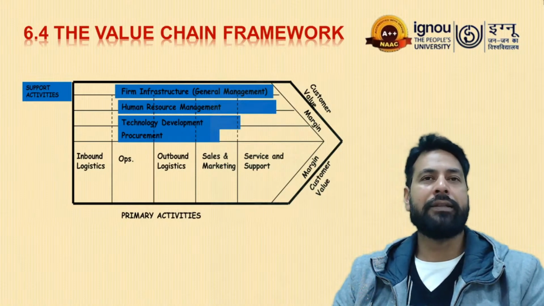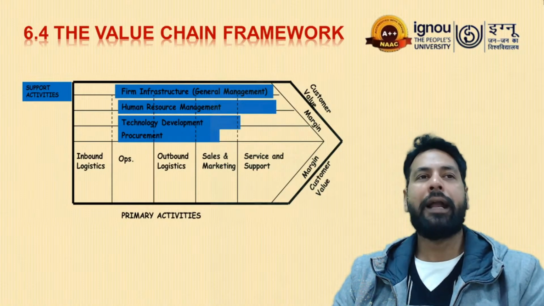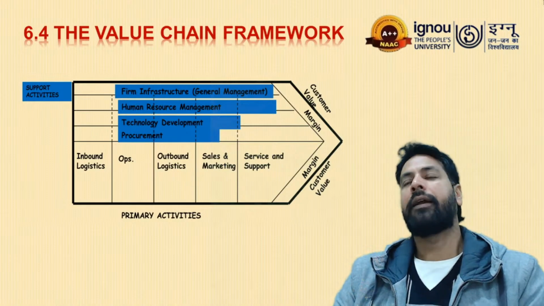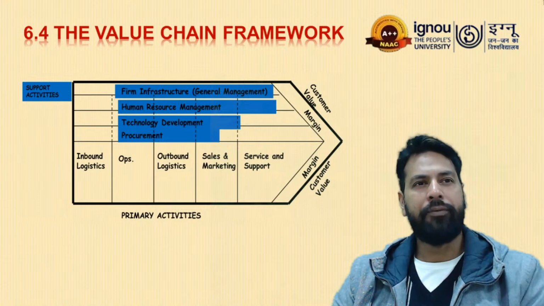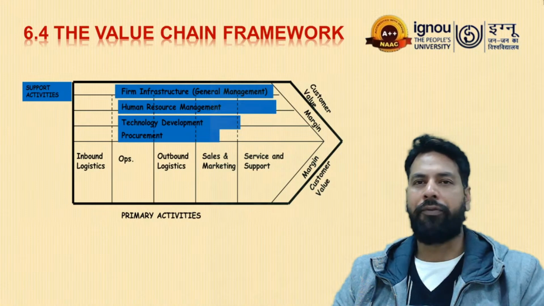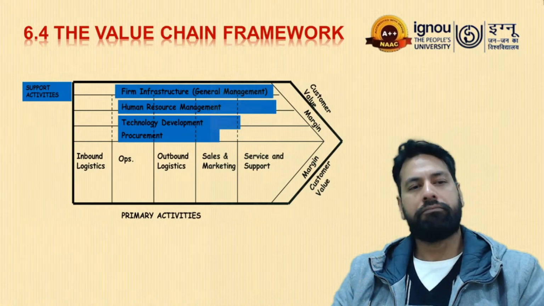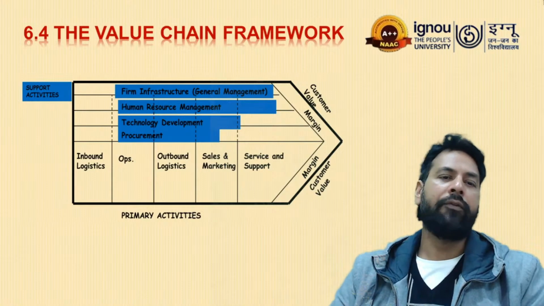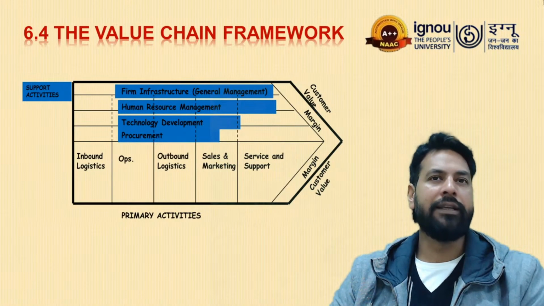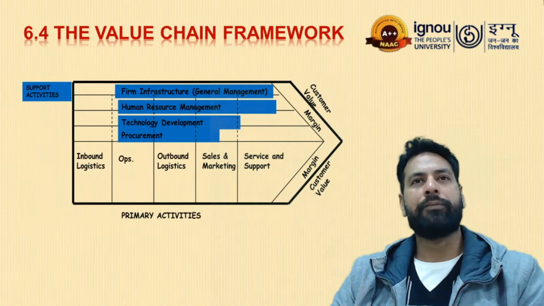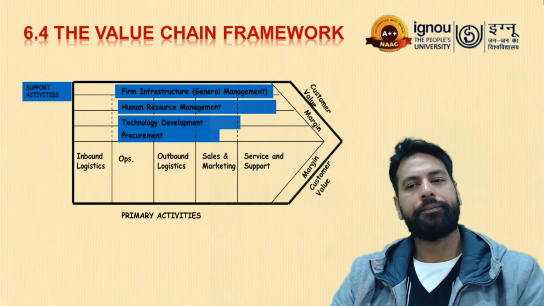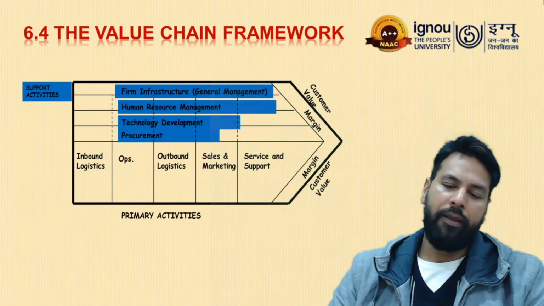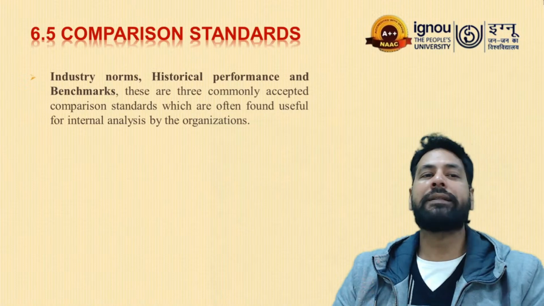So value chain analysis, given by Michael Porter, helps to do an internal analysis, and it talks about 2 kinds of activities generally undertaken by a company: primary activities, which are 5, inbound logistics, operations and so on and so forth, and 4 support activities. And if you are able to manage these 2 kinds of activities, you will be able to make your customer, your market, happy. You will be able to overwhelm them, and obviously in the process you will make money. So this we have understood. I hope we move ahead, and then we'll talk about comparison standards.